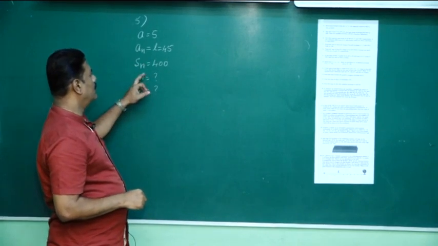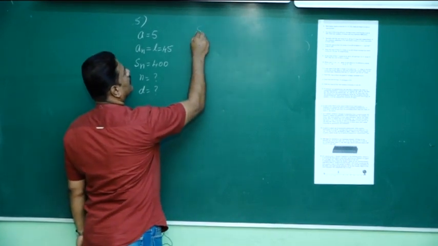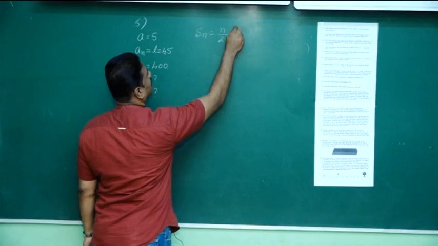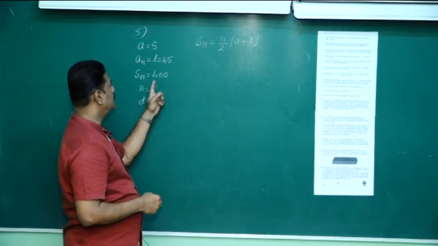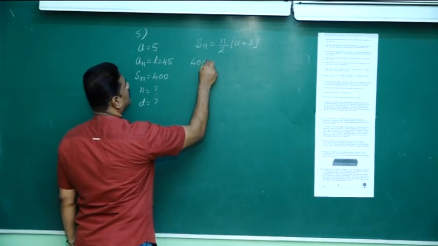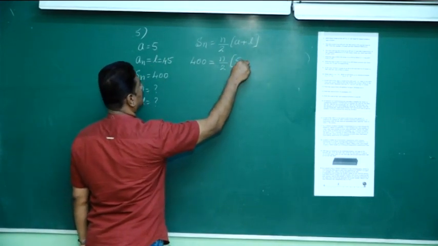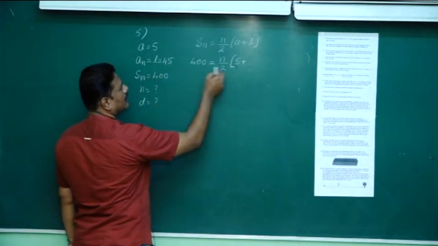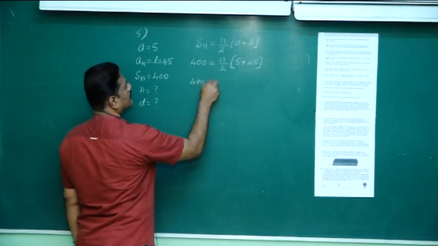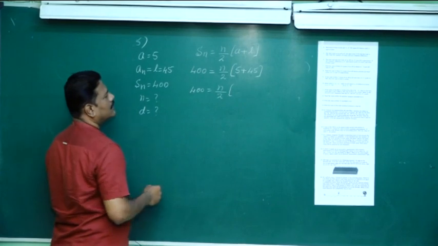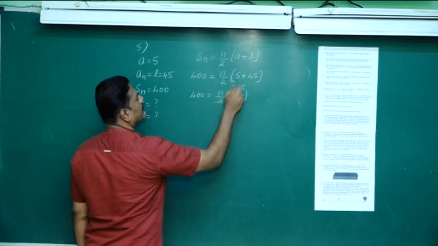Okay. So now Sn is known, the last term is known, the first term is known. So you can make use of the formula Sn is equal to n by 2 into a plus l. You substitute the values in the respective places. Sn is 400, n is not known, so write as it is. a is known, 5, plus last term l, that is 45. Then 400 is equal to n by 2 into, 45 plus 5 is 50. From 50, 2 goes 25 times.